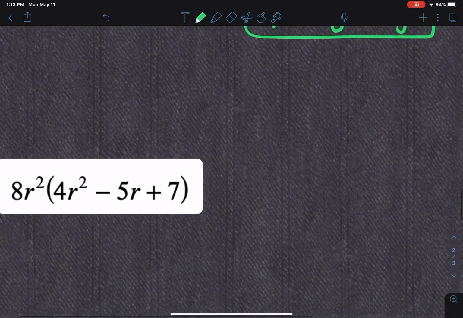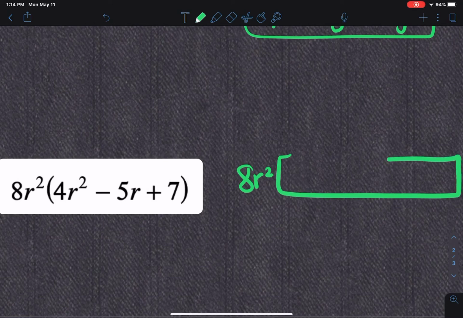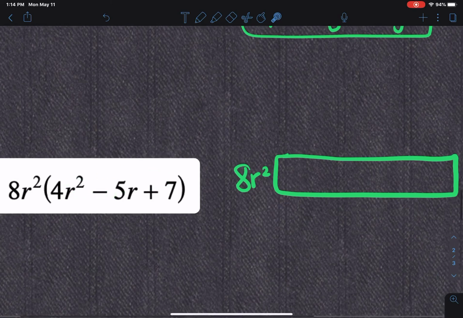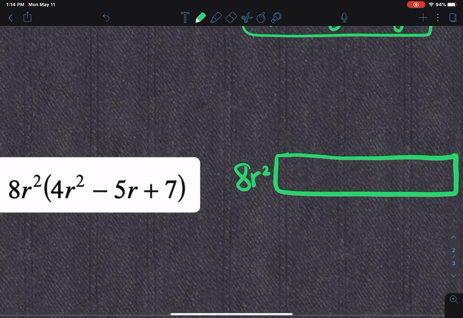Okay, let's try one more here. This is going to be my value outside my box. Make my long box here. And each term in here gets its own column up here. So 4r squared gets its own column, minus 5r gets its own column, and plus 7 gets its own column.